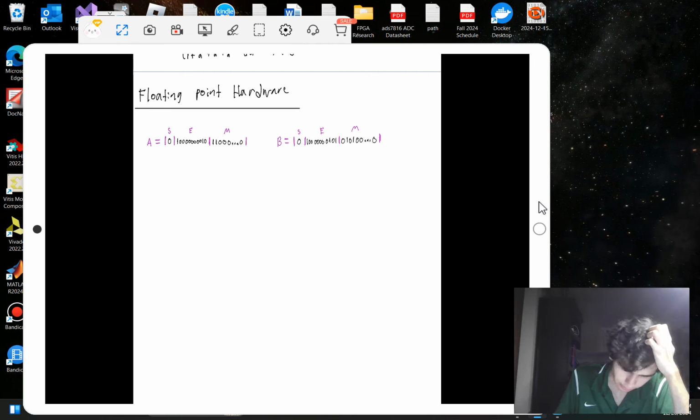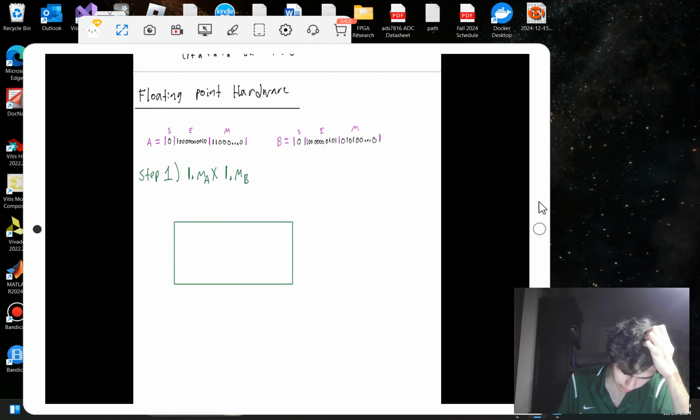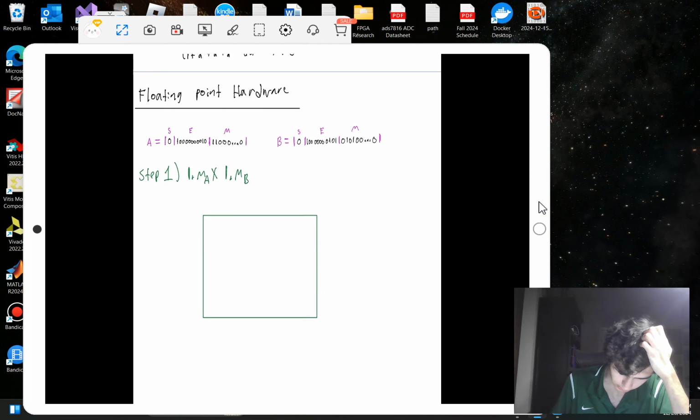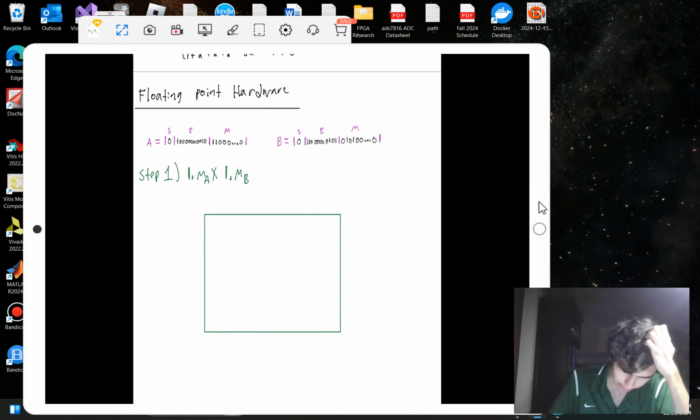So step 1 was to multiply our 1.MA times 1.MB. The way you're going to do that is you're going to need an array multiplier.